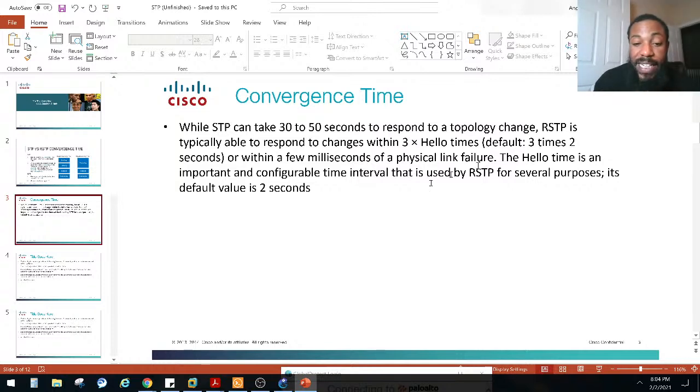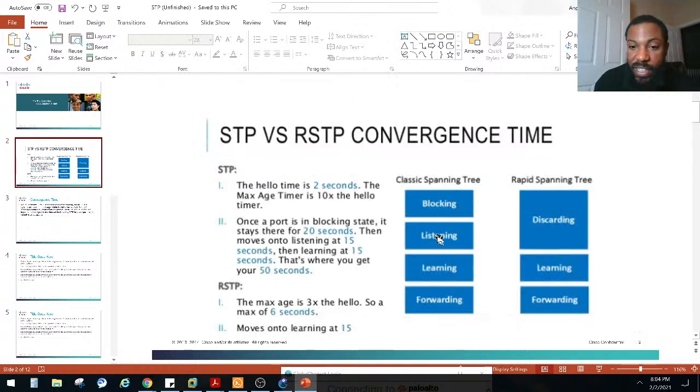Yesterday, when we were testing the timers, I want to say it took about 15 seconds before it started forwarding, because it was listening, learning, and then forwarding. I didn't see the blocking when we did that. We would have had to do it really quickly to catch the blocking. Maybe we could do that today. We'll run a show span today.